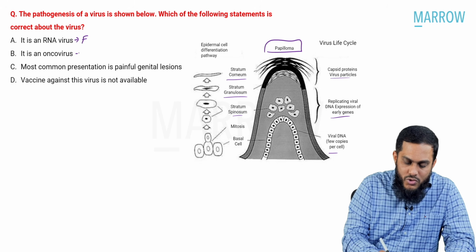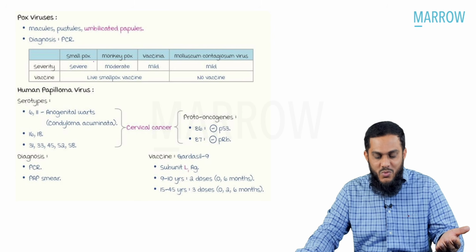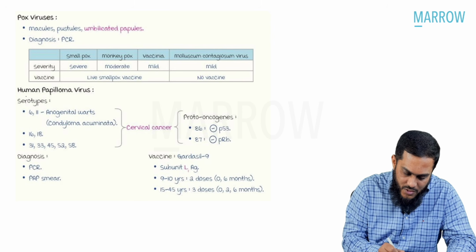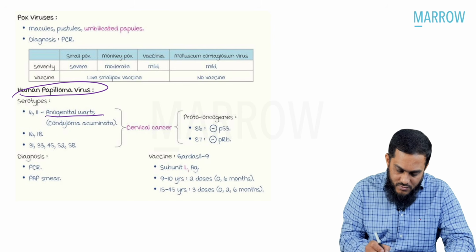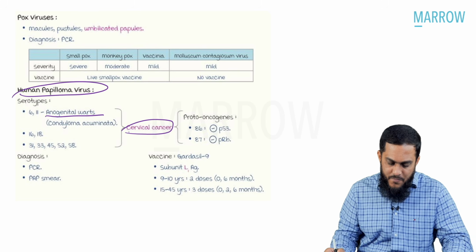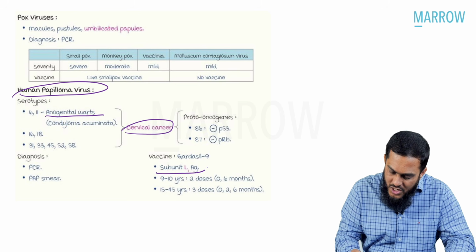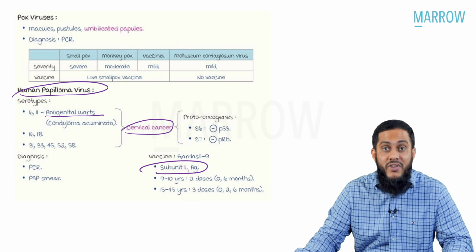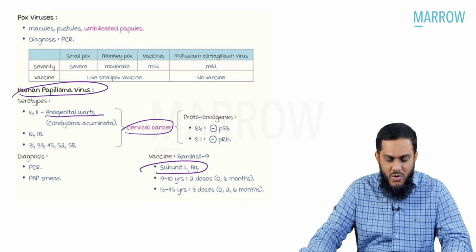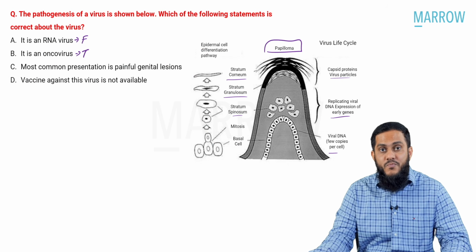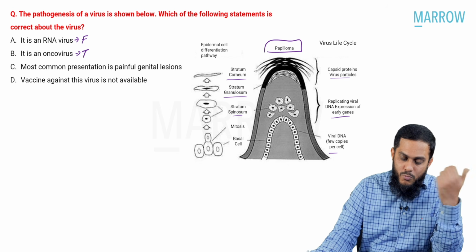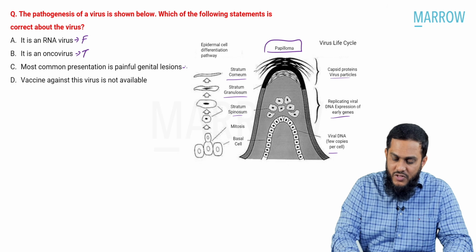DNA non-enveloped viruses: PAP, papovavirus, adeno and parvo. Papillomavirus is an oncovirus. True statement. Here, human papillomavirus causes what? See here, we have written human papillomavirus causes anogenital warts, and it causes cervical cancer. And we have a subunit vaccine containing L1 antigen to prevent the human papillomavirus infection. Sir, it is an oncovirus. Yes, true statement. It causes cervical cancer. Most common presentation is painful genital lesion. False.